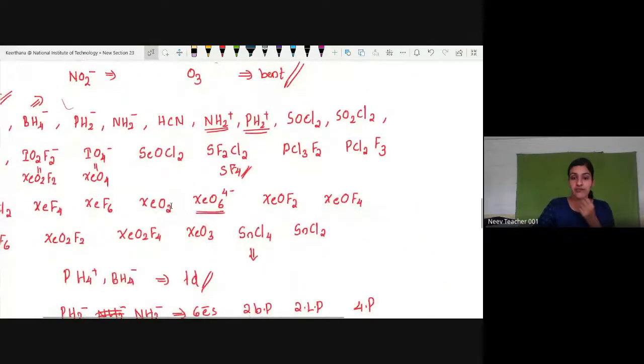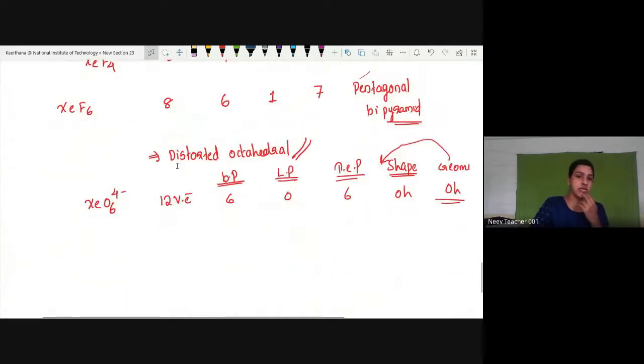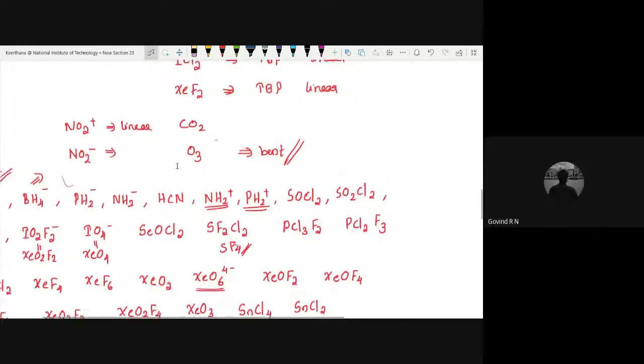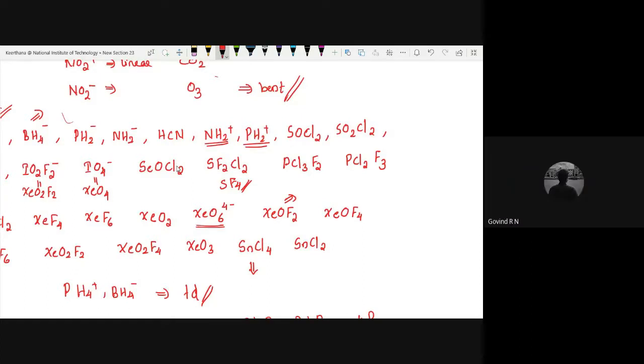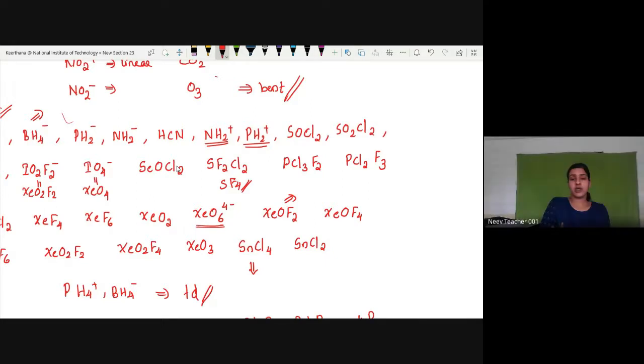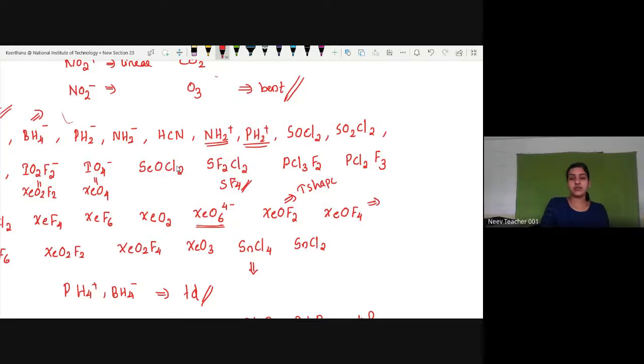What about XeOF2? Yes, it's possible, it exists in nature. Okay, XeOF2. Geometry is trigonal bipyramid, shape is T shape. Yes, okay. Shape is T shape, right? T-shape. XeOF4: octahedral geometry and square pyramidal shape. Yes, 5 plus 1, square pyramidal.